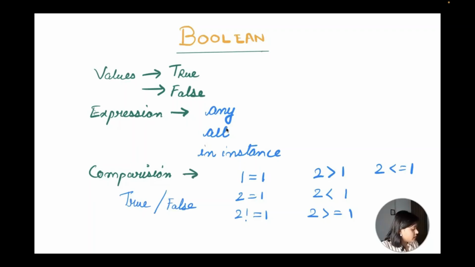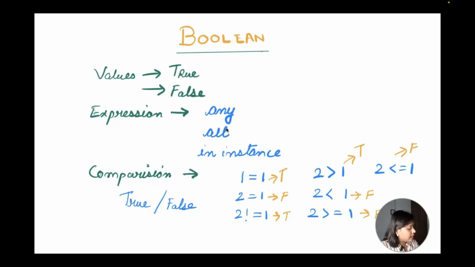It means 1 is equal to 1. So what is it going to return me? It is going to return me true. 2 is equal to 1. It will return me false. 2 is not equal to 1. So it will return me true. 2 is greater than 1. It will return me true. 2 is less than 1. It will return me false. 2 is greater than equal to 1. It will return me true. 2 is less than equal to 1. It will return me false.